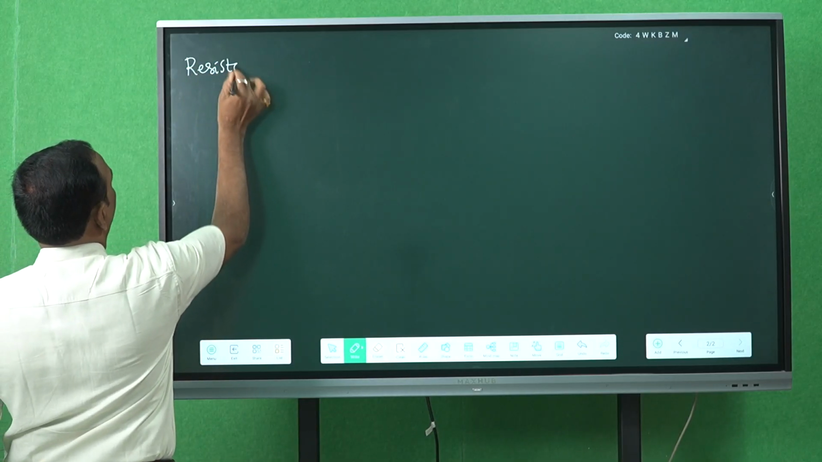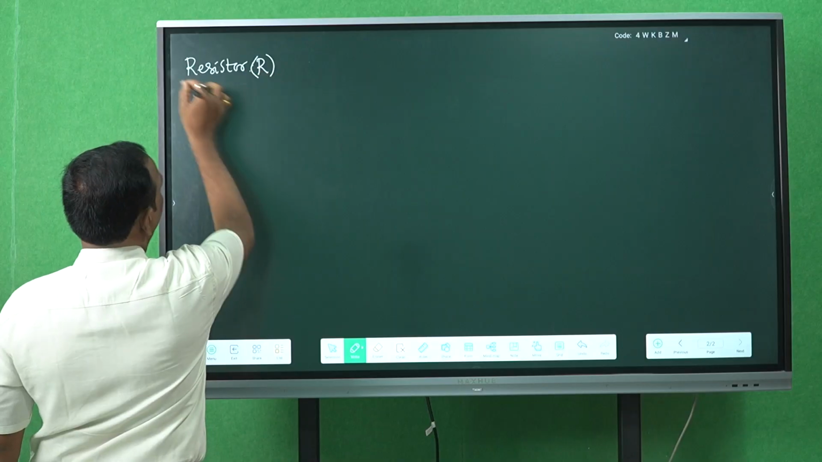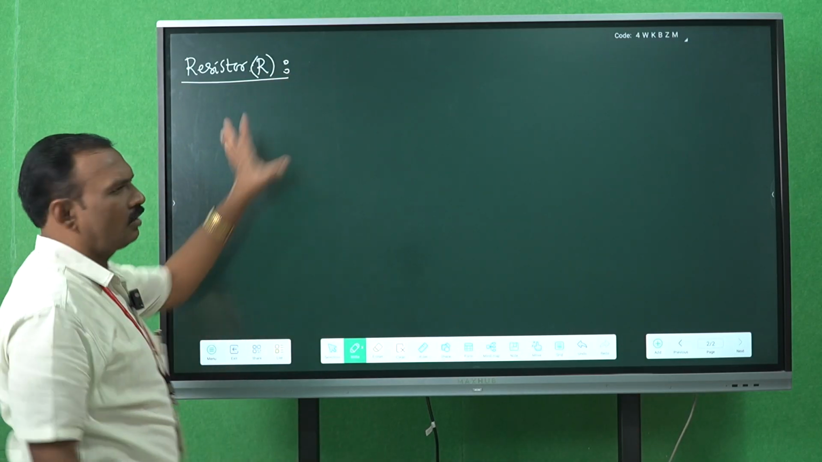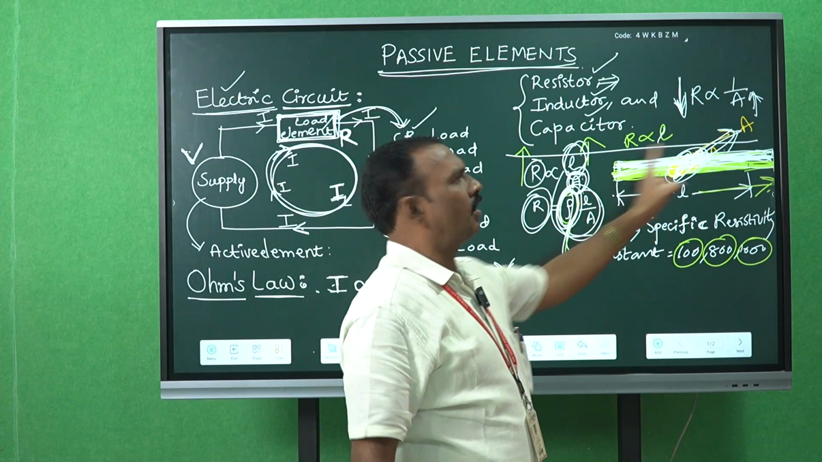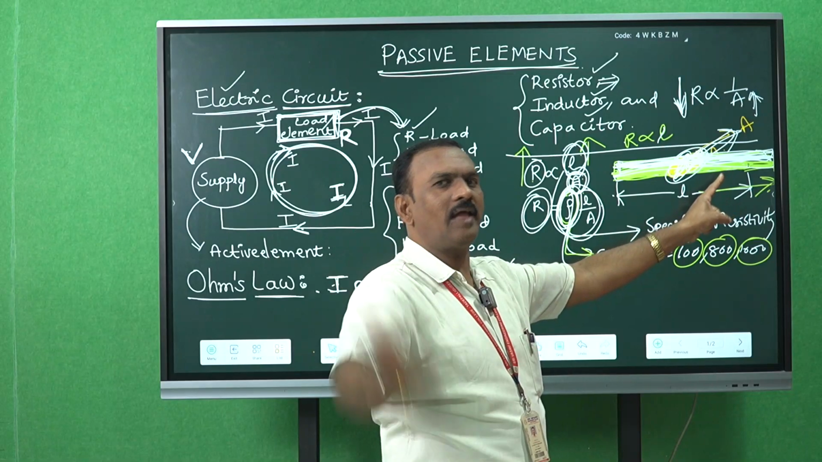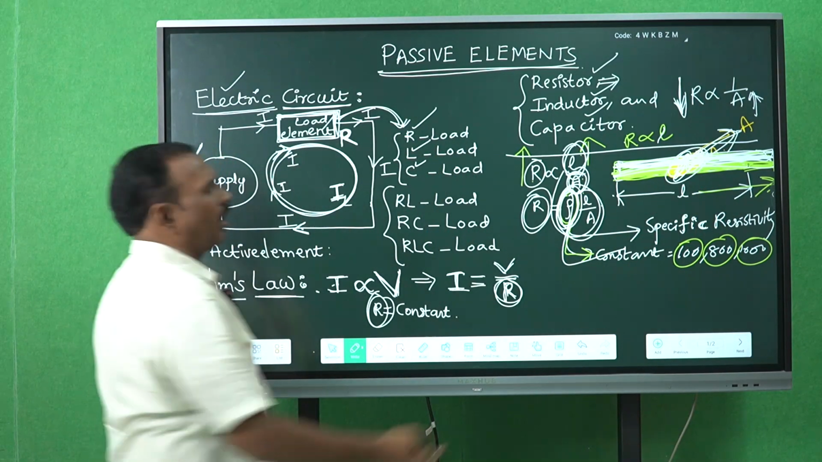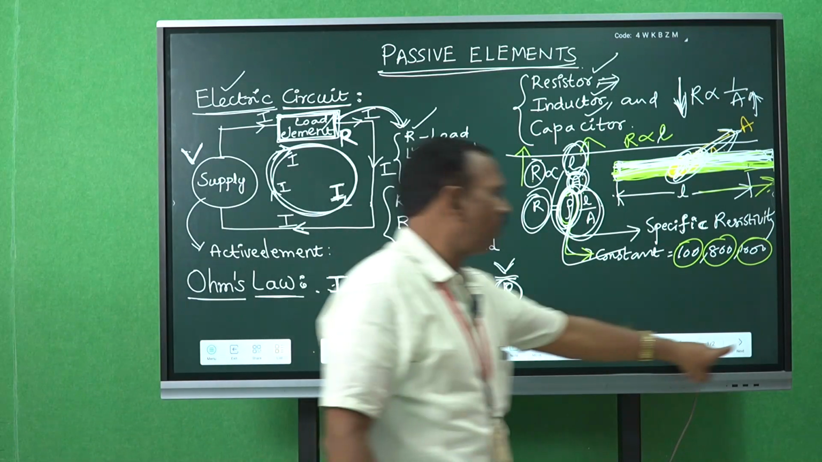Resistor: the resistance of the resistor is represented with R. It is already explained with the help of this diagram. A resistor is made up of either copper or aluminum with a certain length of wire. It has a certain cross-sectional area, and the material is either copper or aluminum. It is already explained.